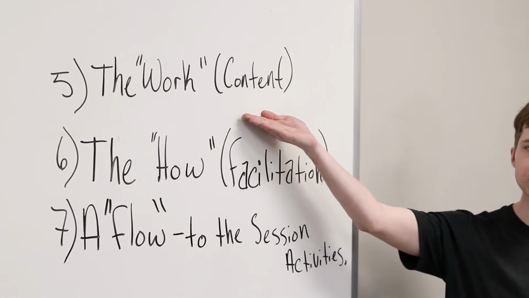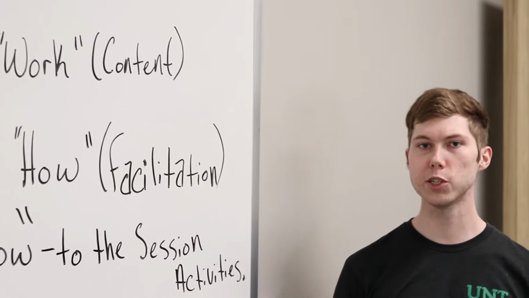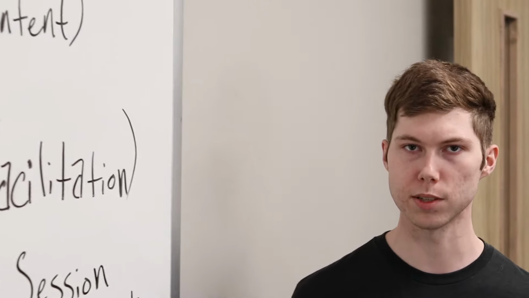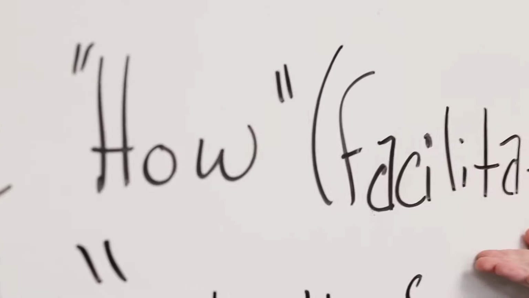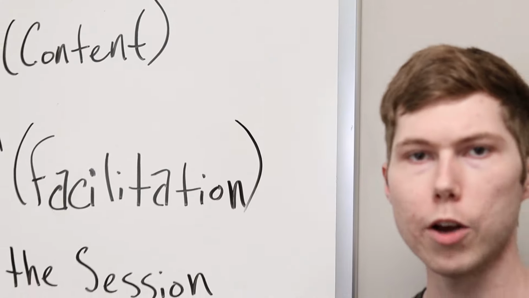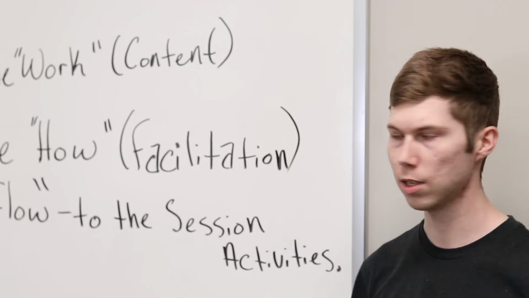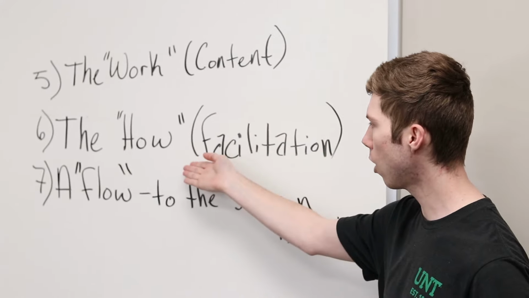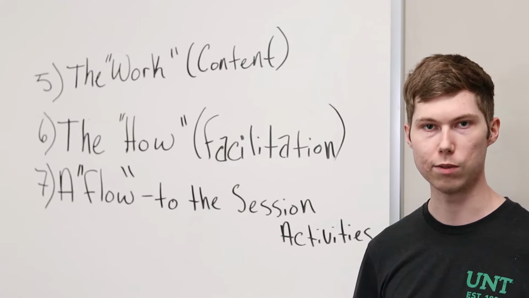The work is essentially your content for the session. It's everything you plan for the students to do while they're present there. The how is your facilitation of the work. It should include details like group size or how you plan to divide the work among students. Together, the work and the how essentially create your activities.